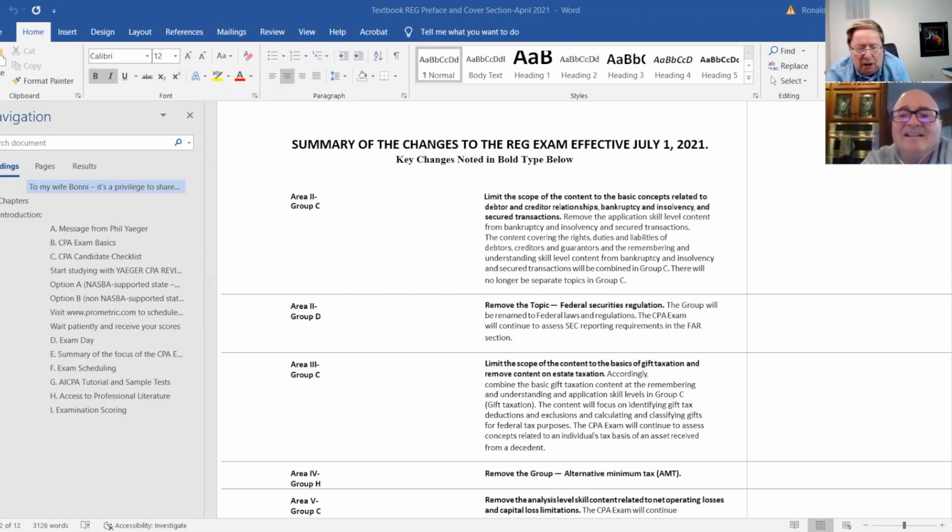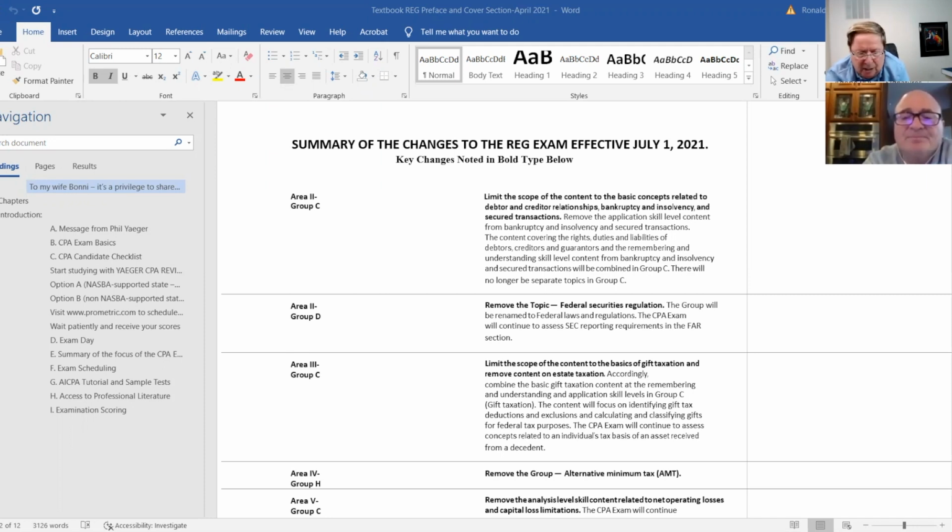It says here, limit the scope of the content to the basic concepts related to debtor and creditor relationships, bankruptcy and insolvency, and secured transactions. Remove the application skill level content from bankruptcy and insolvency and secured transactions. Does that mean that they won't test it anymore on task-based simulations? Yeah, that's the sense I get, Phil. Yeah, I think so, that's correct. It seems like anything on multiple choice will be bankruptcy, insolvency, and secured transactions.